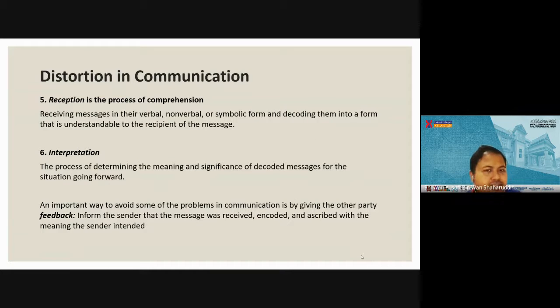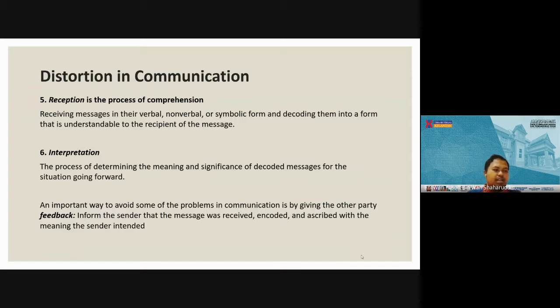Reception is the process of comprehension. You receive the message in verbal, non-verbal, or symbolic form and decode it into a form that is understandable to the recipient of the message. If you put it in a very confusing manner, for example, using a foreign language which is not familiar to the people we are communicating with, using jargon or a lot of technical terms, it will also distort communication. Interpretation is the process of determining the meaning and significance of decoded messages for the situation going forward.